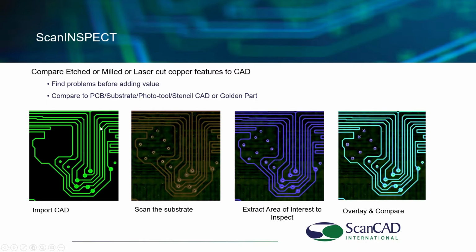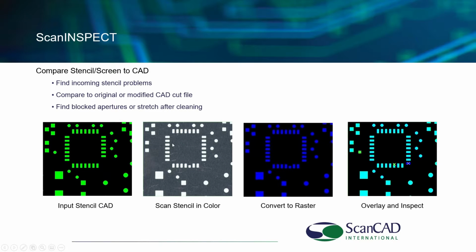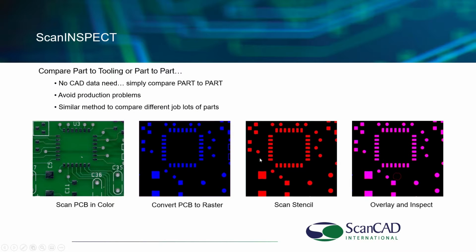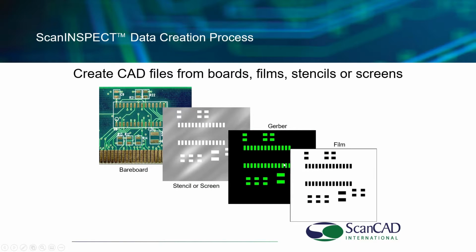So in the PowerPoint, I just threw some examples in. This can be etched, milled, or laser cut copper features compared to CAD data. So here we have imported the CAD, scanned whatever it is we're inspecting, overlay, and inspect. Same with this metal stencil. Import the stencil data, scan the stencil, in this case in color, color separate, overlay, and inspect. Here we have an example where no CAD data is needed. We're just simply comparing part to part, a good part versus a bad part, and flagging any errors.